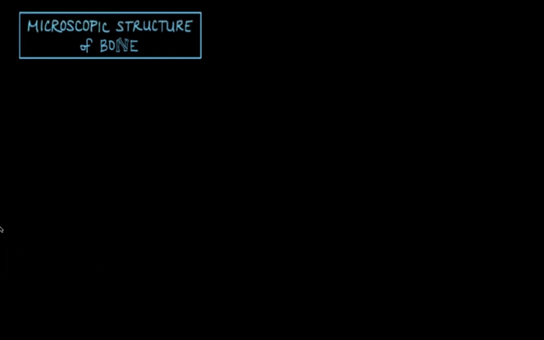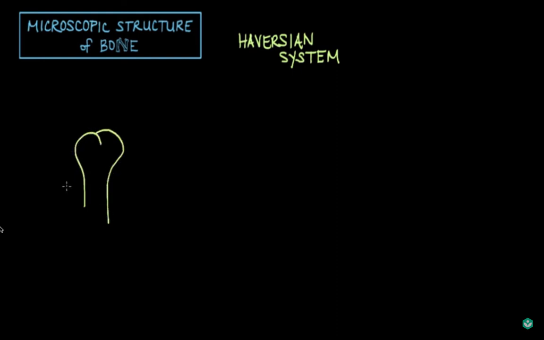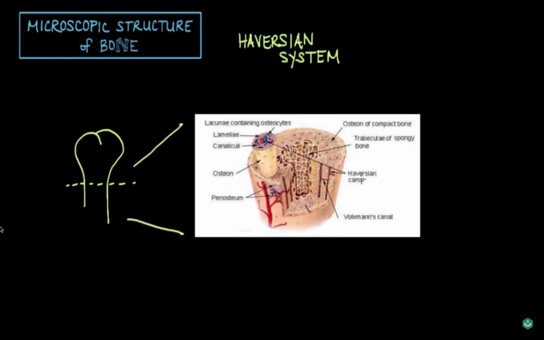All right, so we're going to be talking about the microscopic structure of bone, and in particular, we're going to be talking about what is called the Haversian system. Now, let's take a piece of bone and cut it in half and see what it looks like on the inside. And here we basically have a cross-section of a piece of bone. So let's take a look inside.